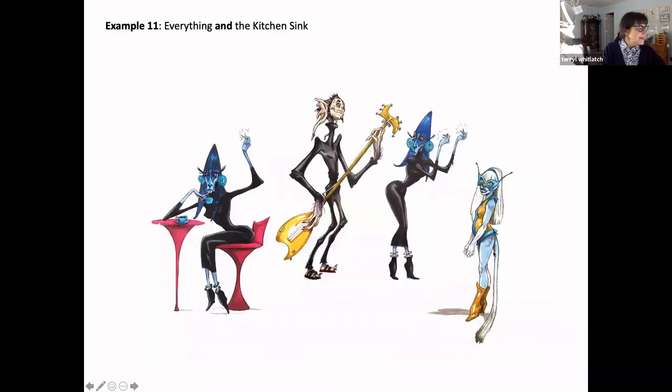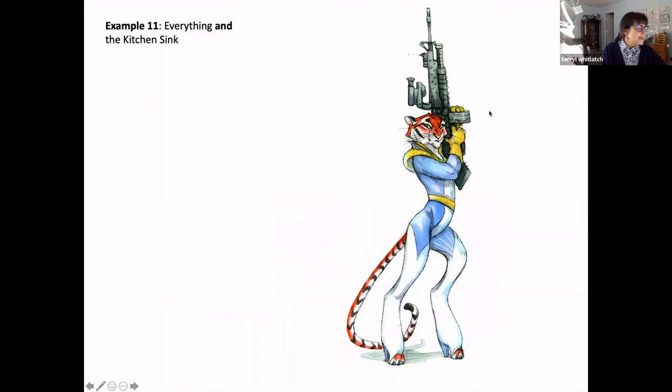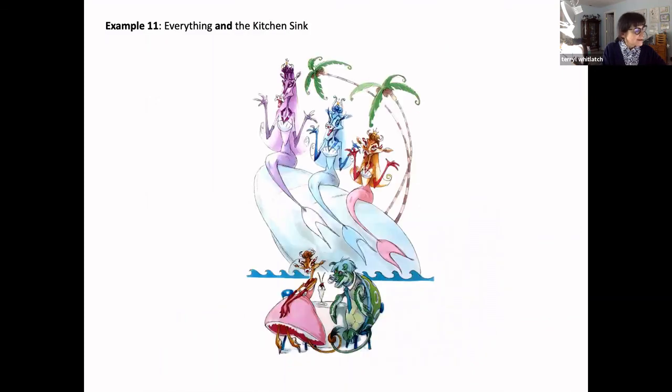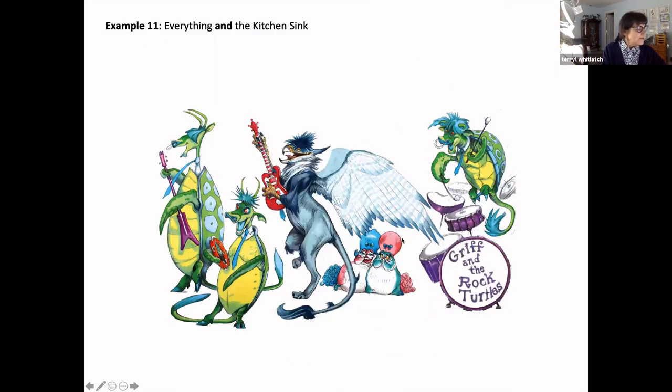And of course, you have to have beatniks. And of course, you have to have Space Tigress, just because you always have to have Space Tigress. These are some Moo-Maids. And of course, you have to have, you know, a UK import band.